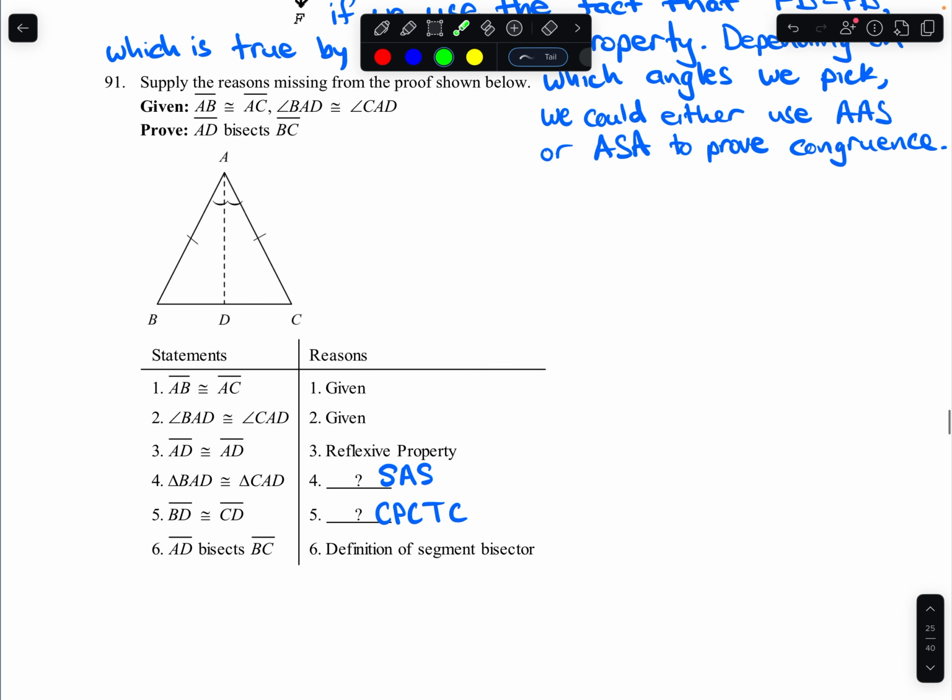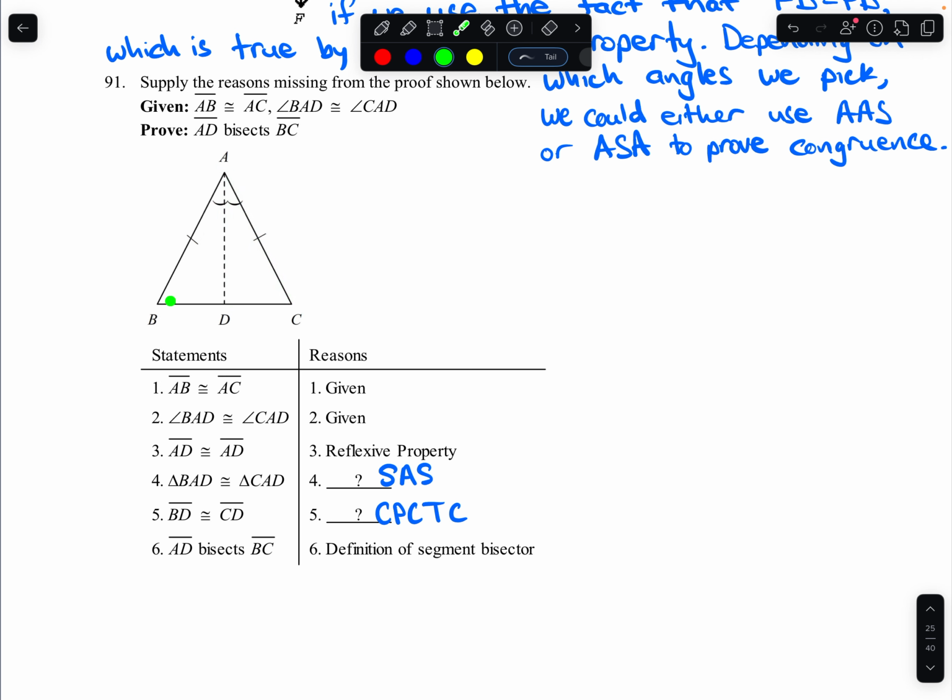Number 91, fill in the blanks. We write down the given information first. So these two sides are congruent. These two angles are congruent. Then line 3, we use that reflexive property. That line segment is congruent to itself. So we have side, angle, side, and side, angle, side. That's the reason for line 4.